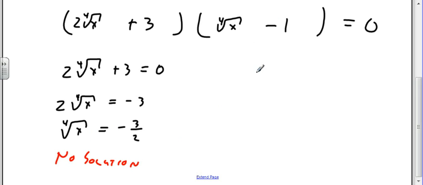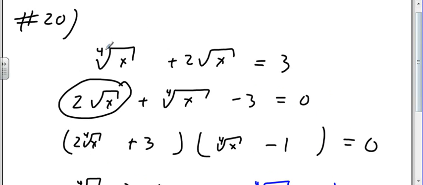So now I'm going to look at the other side and say the 4th root of x could be 1, in which case x would be 1. Yeah, x could be 1. Okay, so I come back up here and check, can x be 1? 1 plus 2 is 3. Check. Ta-da! All right, all done.